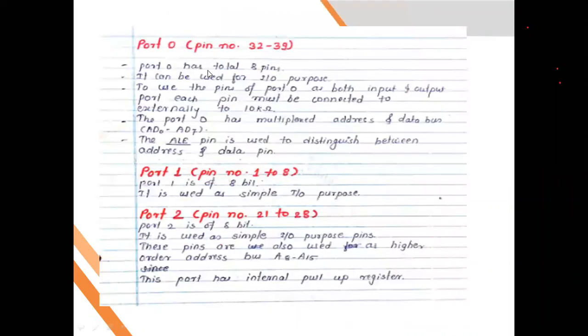Now see all about the pin diagram. Port 0 has a total of 8 pins. It can be used for IO purposes, that is the main function. To use the pins of port 0 as both input and output ports, each pin must be connected externally to a 10 kilo ohm resistor.